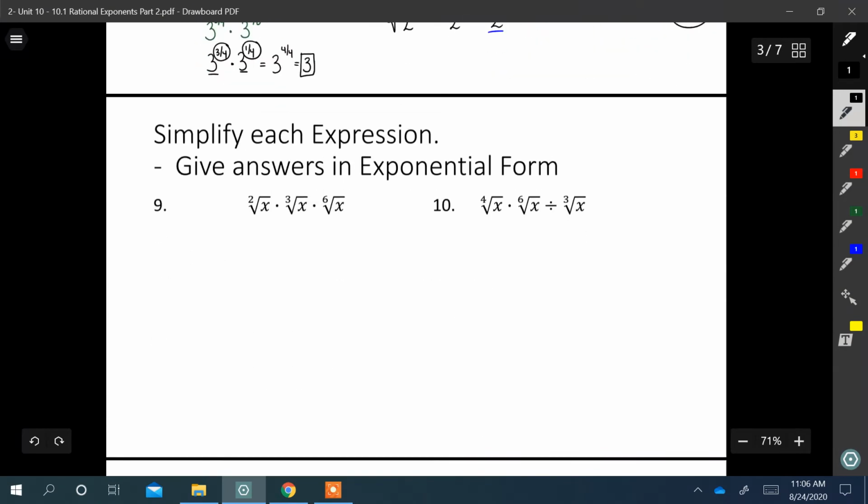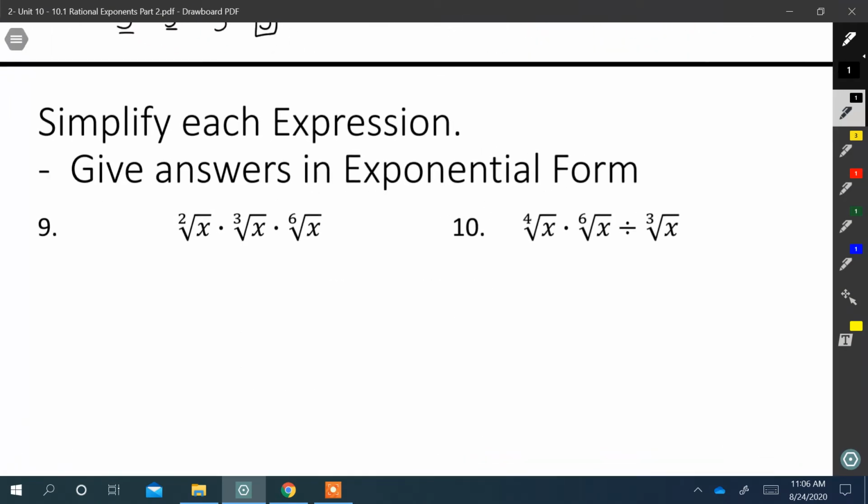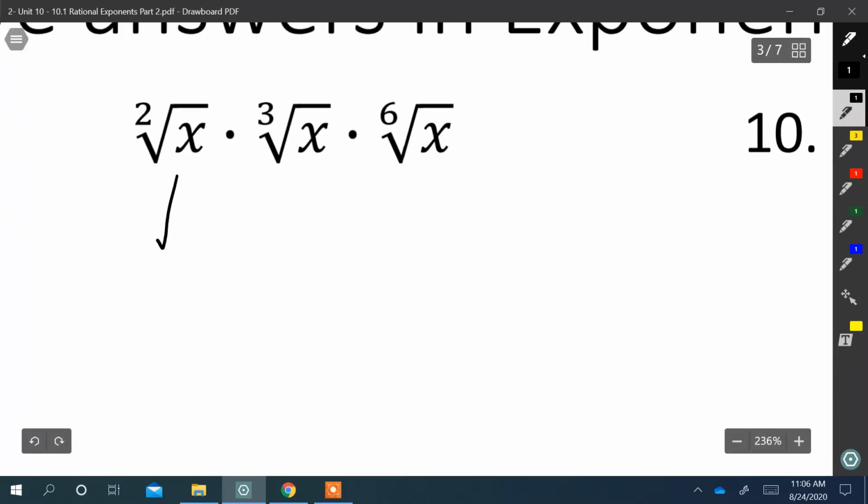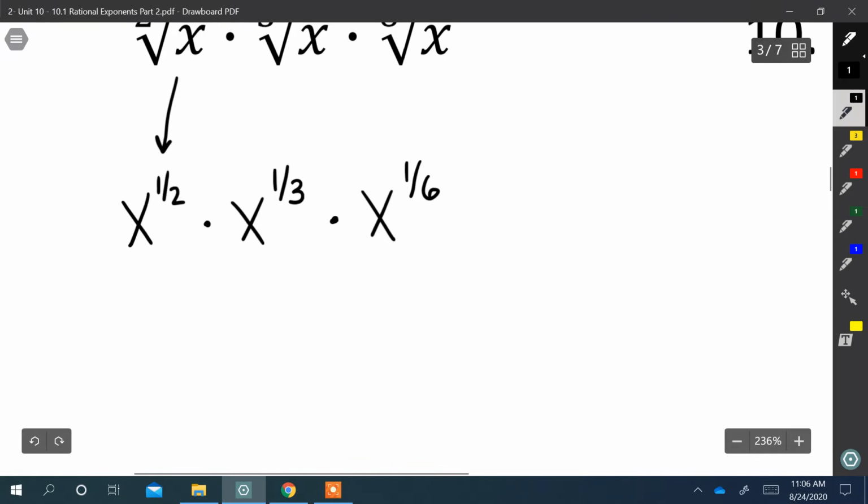Alright, same idea with this one. We want to simplify this expression. So what I could do on this one here, for example, okay, so write that down. I could write this one as x to the 1/2, this one as x to the 1/3, and just rewrite it in exponential form, and then x to the 1/6. Okay, our goal in here will be to add all those now since we have the same base.